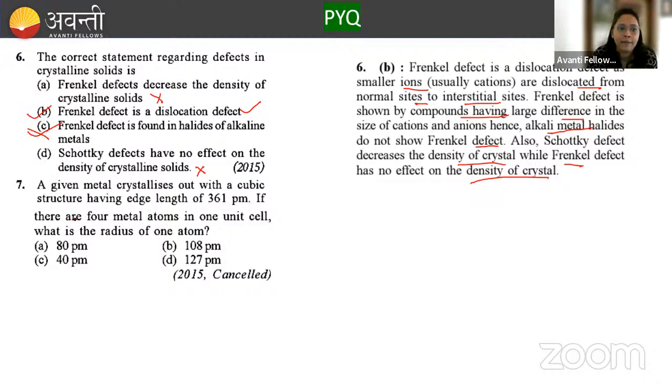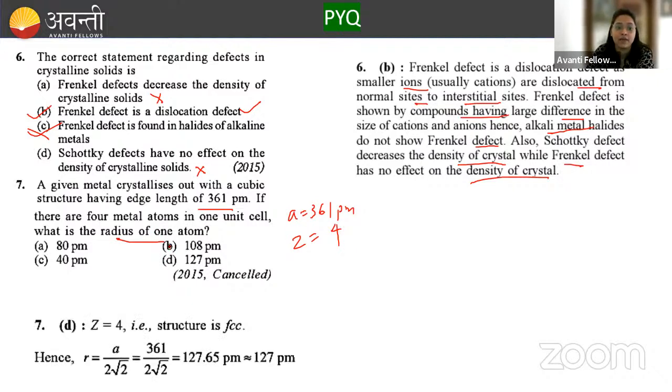B. ठीक है. Next, a given metal crystallizes out with a cubic structure having edge length. यहाँ पे हमको A का वैल्यू दिया हुआ है 361 पिकोमीटर. If there are 4 metal atoms in one unit cell, okay, atom कितने हैं? 4 है. What will be the radius of one atom? So how you are going to calculate this? So we have talked about this, simple formulas में आपको मैंने बताया था कि रेडियस आप कैसे निकालोगे.